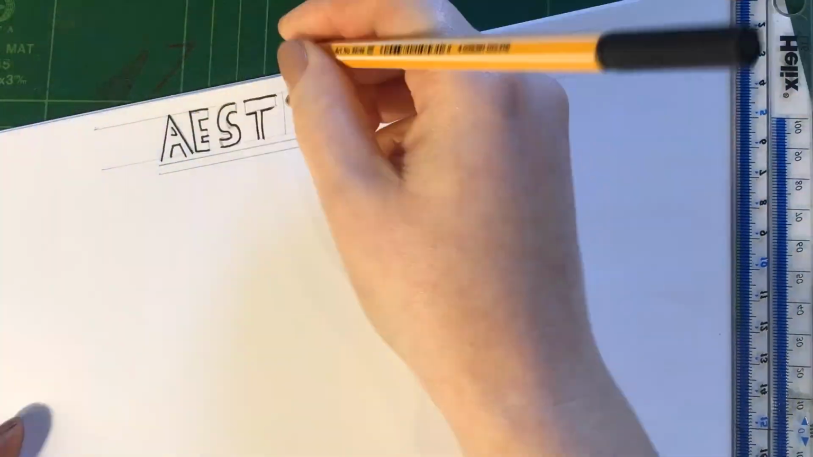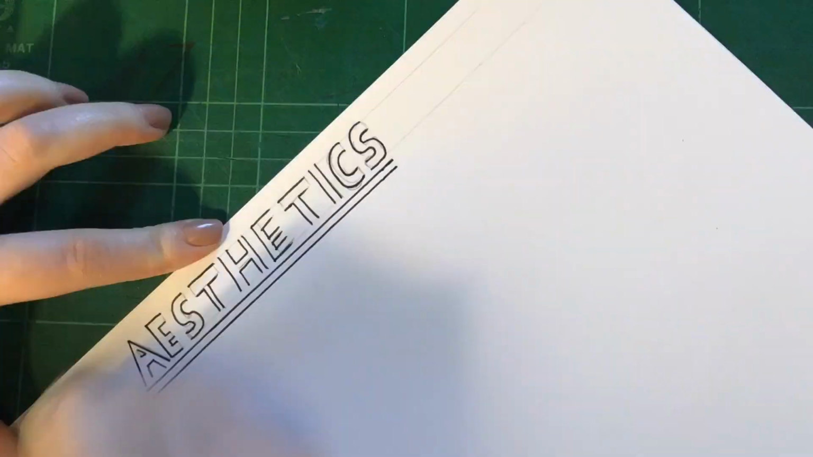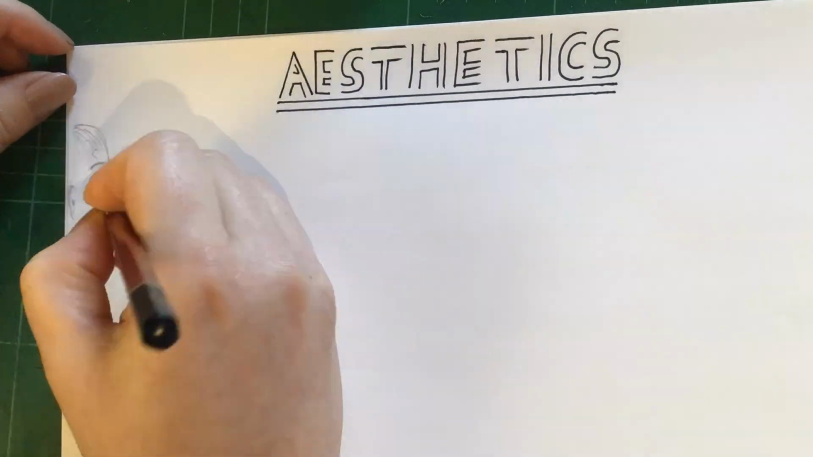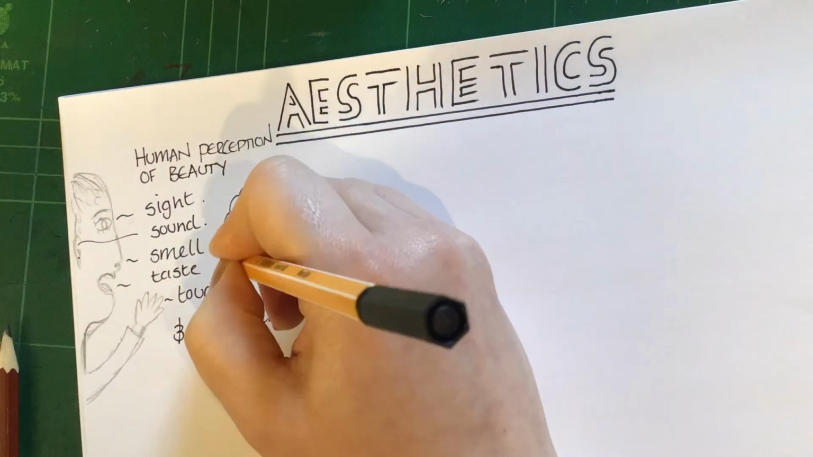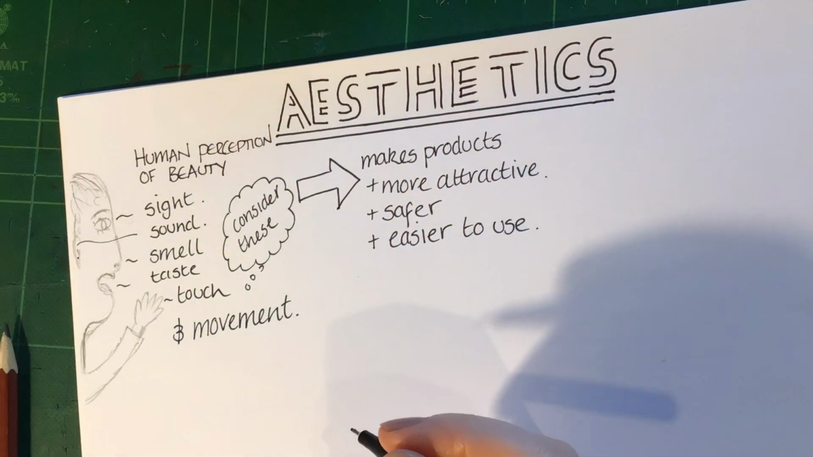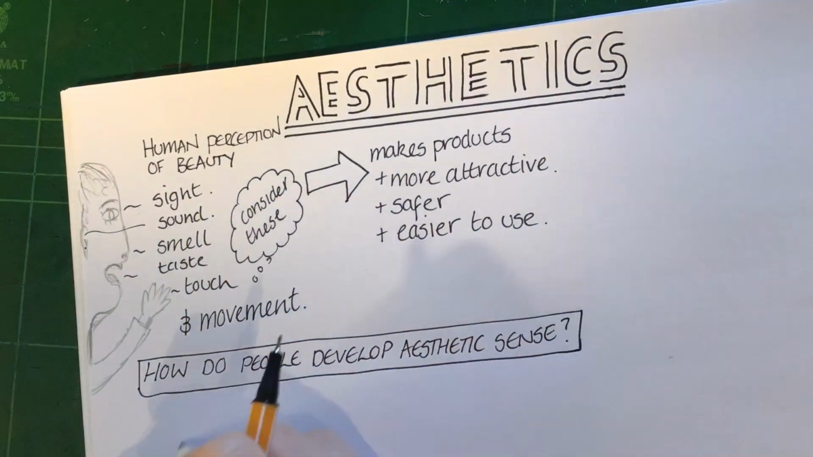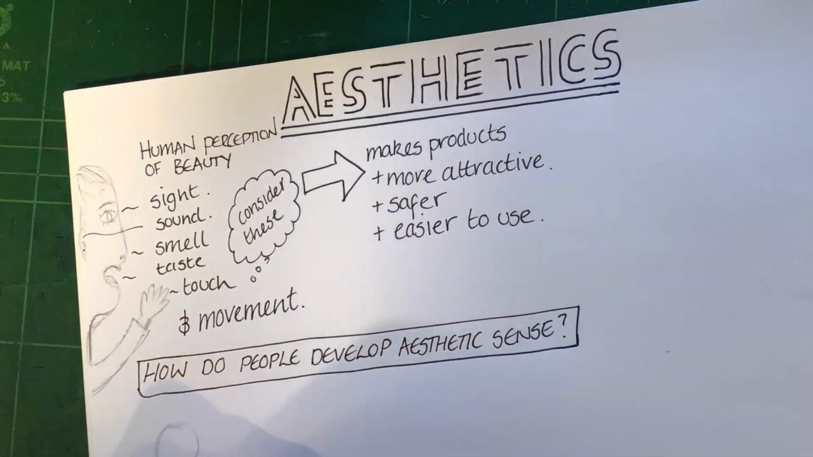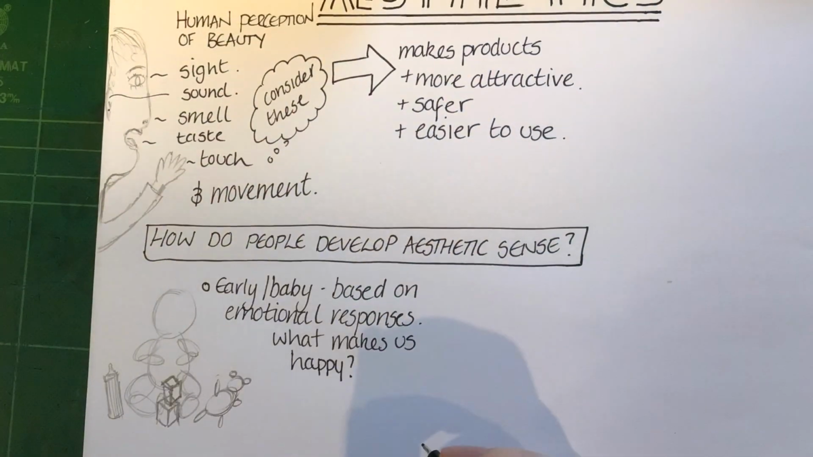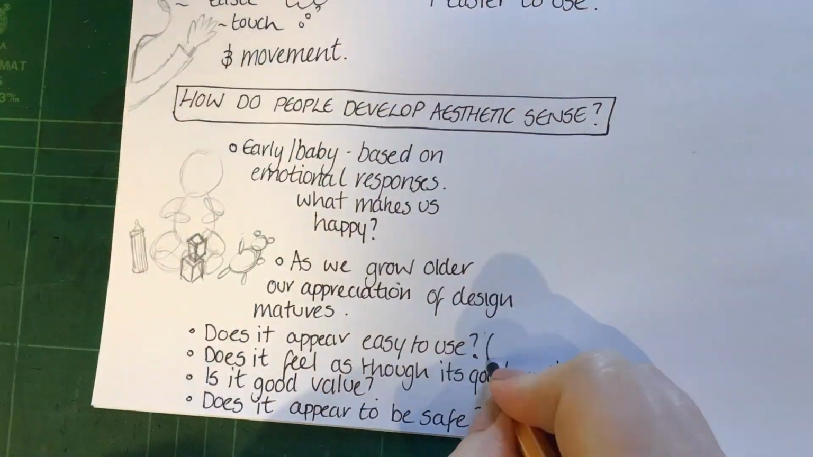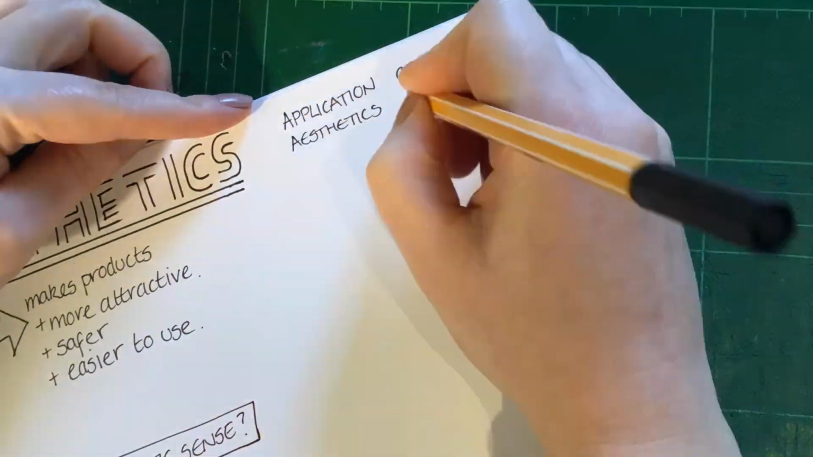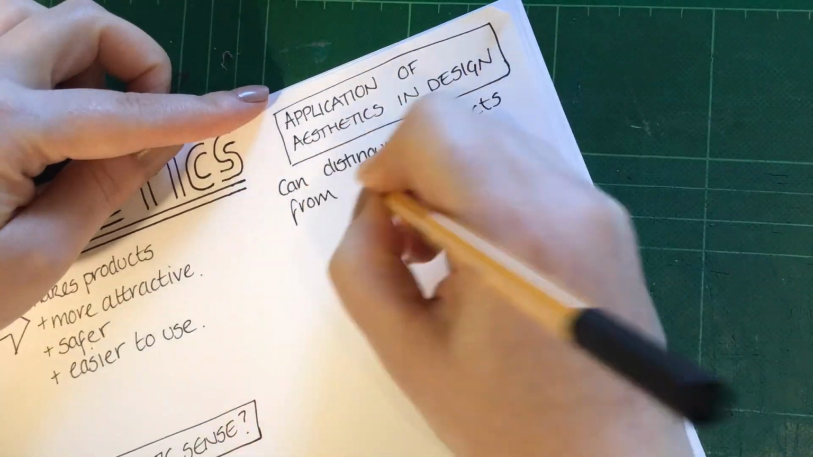This just takes you through a sketch note that was created using the Higher Design and Manufacture textbook. We mostly relate aesthetics to our visual senses, how a product might look, but sound, smell, taste and touch are just as important. For a designer, it's all about thinking about how you are making your product more attractive, how you are making it safer, and how you are making it easier to use.